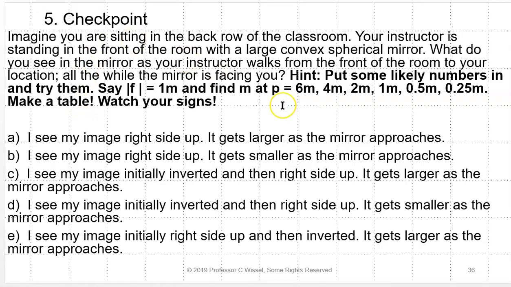Okay, so you're sitting in the back row of the classroom. Your instructor is standing in front of the room with a large convex spherical mirror. What do you see in the mirror as your instructor walks from the front of the room to your location? So we're going to put some likely numbers in and try them.